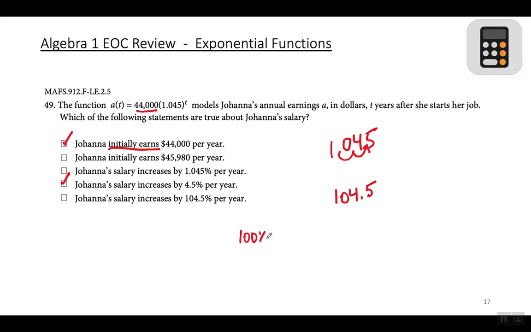Her salary is increasing by 4.5% each year, because you're adding 4.5% to what she already makes. 100% of what she makes is what she already makes, but if you add 4.5% to it, you would get 104.5%. So her salary is increasing by 4.5% each year because that's what you added to the 1, or to the 100%. So those are the only two correct answers there. Be careful in the way that you think about it, because it's easy to mistakenly pick the one that says her salary is increasing by 104.5% each year. It's increasing by 4.5% each year.